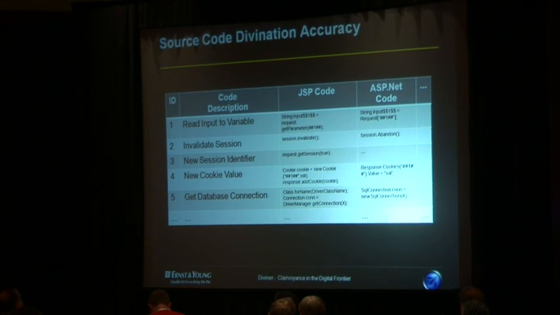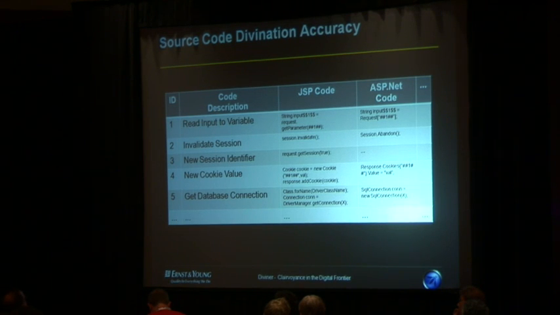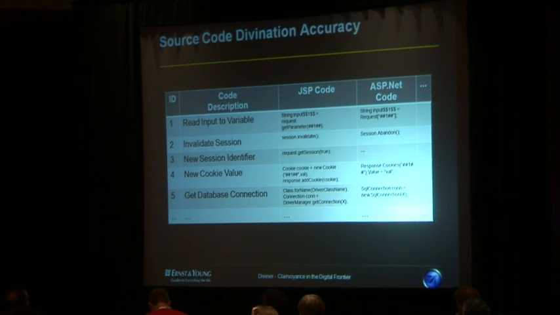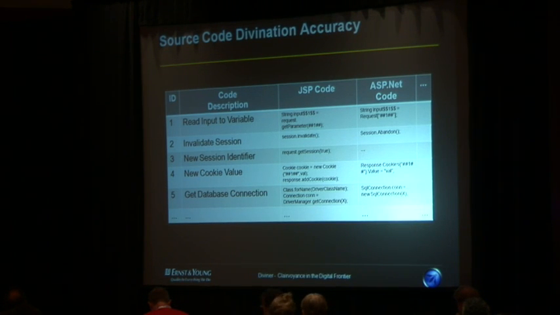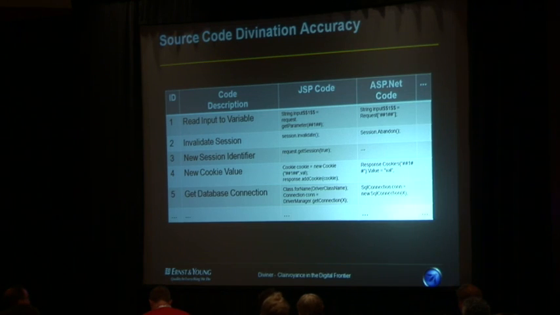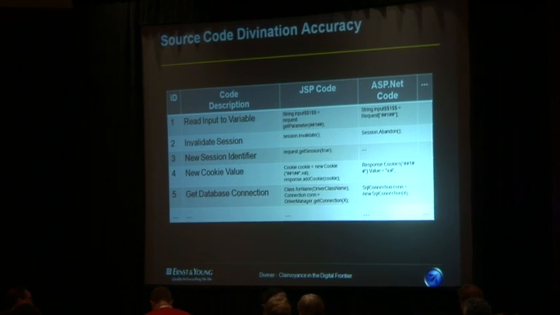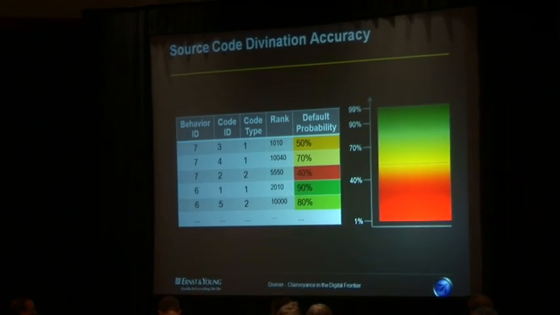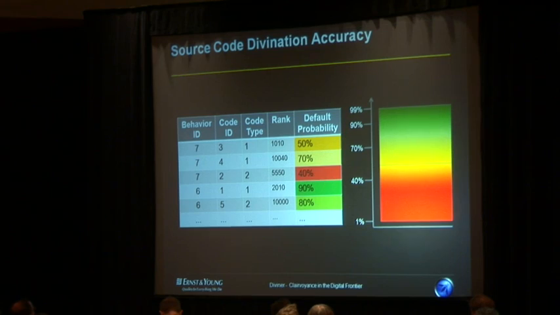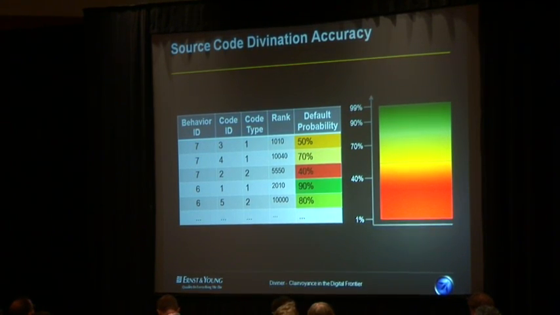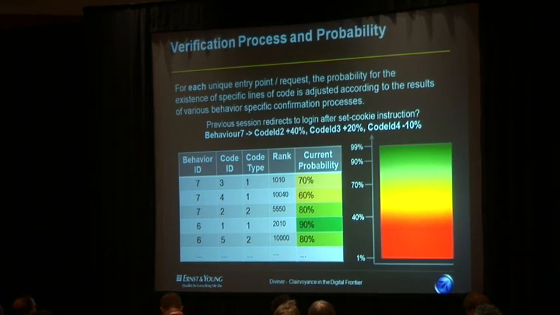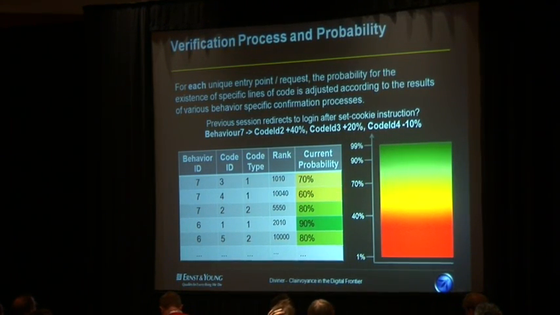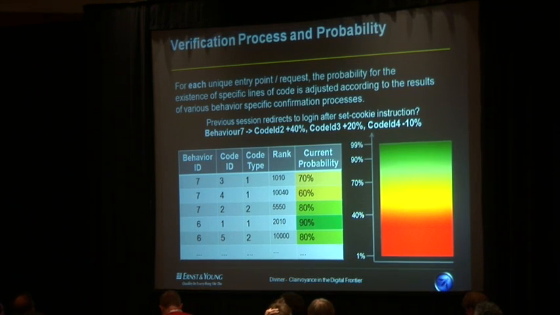So in order to verify which line of code is the more appropriate, which line of code we should actually present to the tester, we do a verification process. We take each behavior and perform verifications on it to see which line of code is more probable to occur. Each line of code for each behavior has a default probability, and we perform verifications that either increase or decrease the probability.